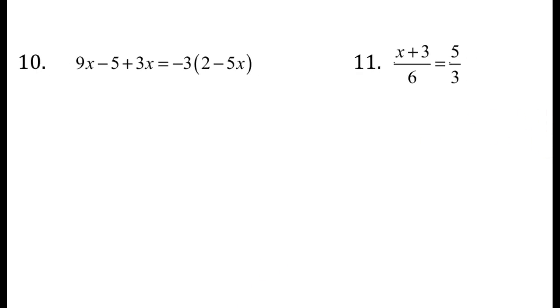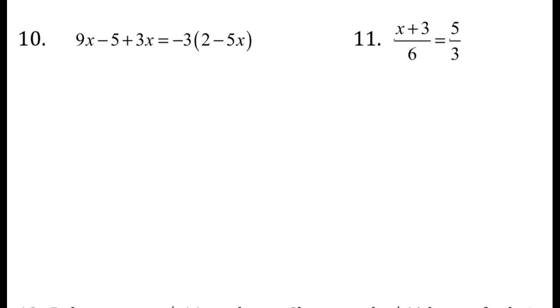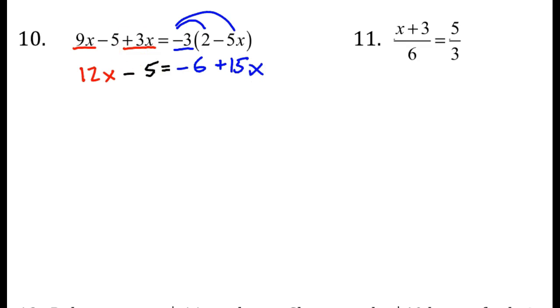Number 10. Again, make sure you see that there's a -3 on the inside here. On the left side, I see a couple of like terms I want to combine, so I'm going to do both of these on the same step. 9x plus 3x is going to be 12x. I'm just going to bring down that -5. And then on the right-hand side, let's do some distributive. -3 times -2 is -6. And -3 times -5 is positive 15x. Alright, now we can solve the rest.